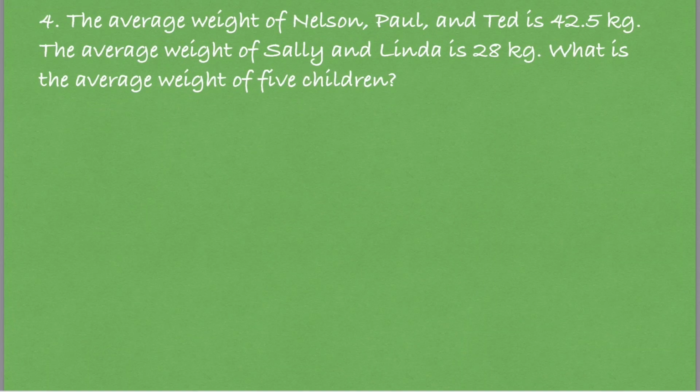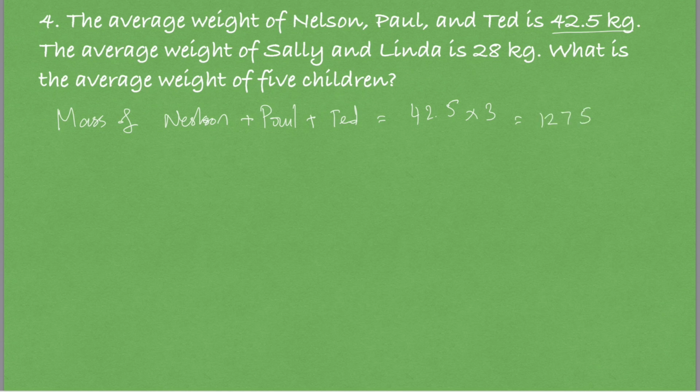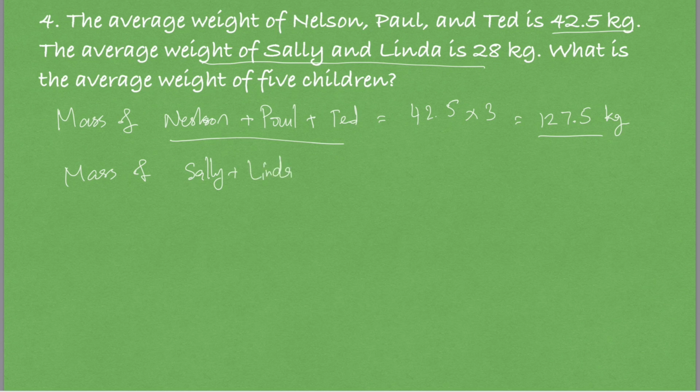And we continue with the fourth example. The average weight of Nelson, Paul and Ted is 42.5, which means the mass of Nelson plus Paul plus Ted equals 42.5 times 3, which makes 127.5 kg in total. And the average weight of Sally and Linda is 28, which means the mass of Sally plus Linda equals 28 times 2, which makes 56 kg. What is the average weight of these 5 children?